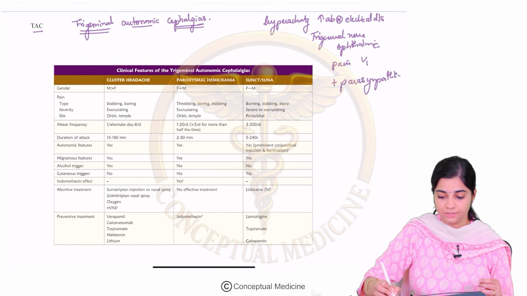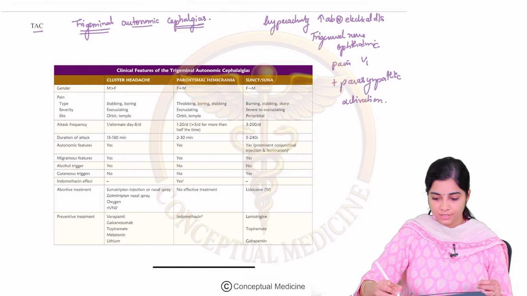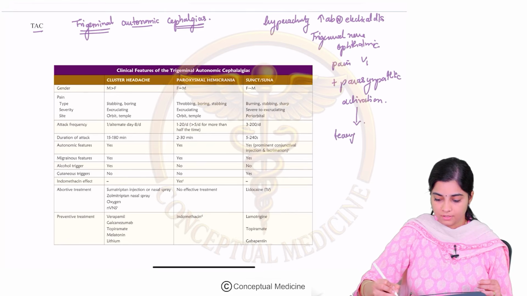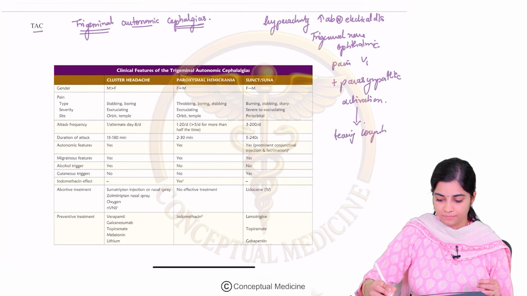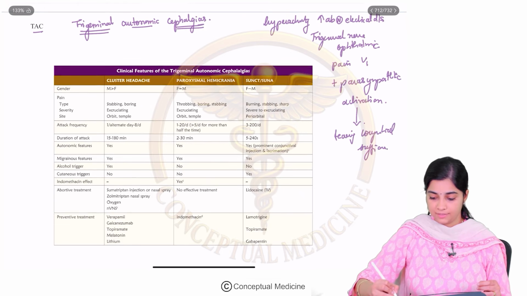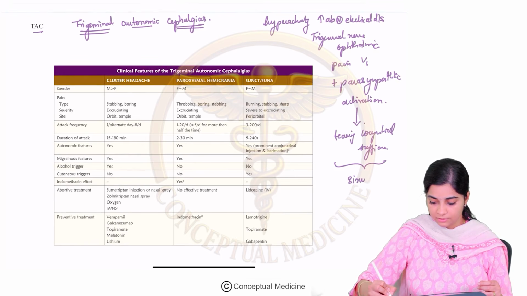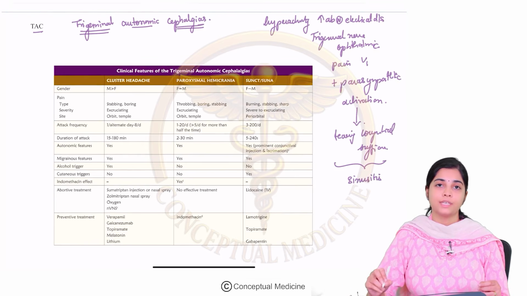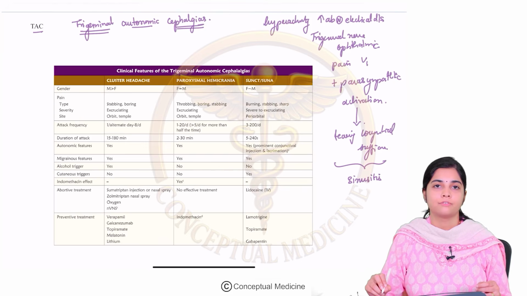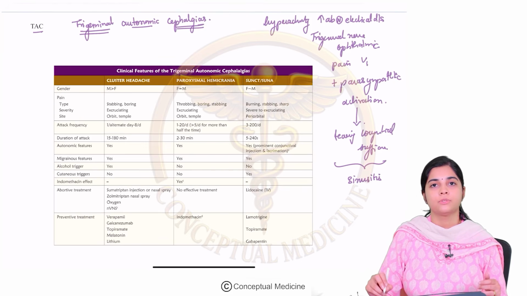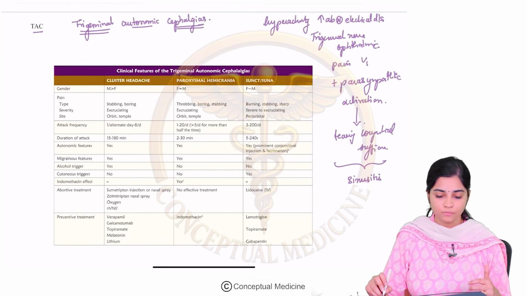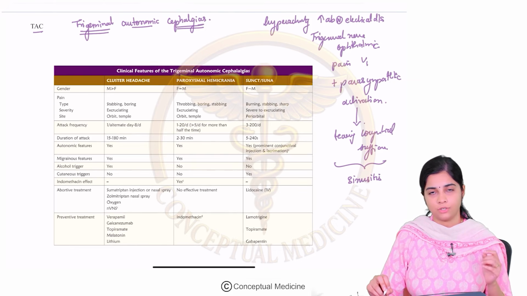So there is excessive parasympathetic activation which basically results in tearing and conjunctival suffusion, which can commonly be confused with sinusitis. Okay, so this is about your TACs.